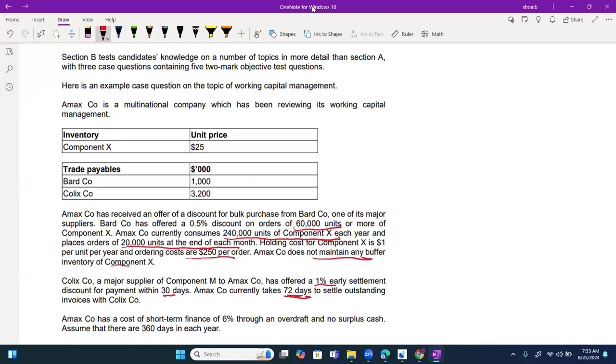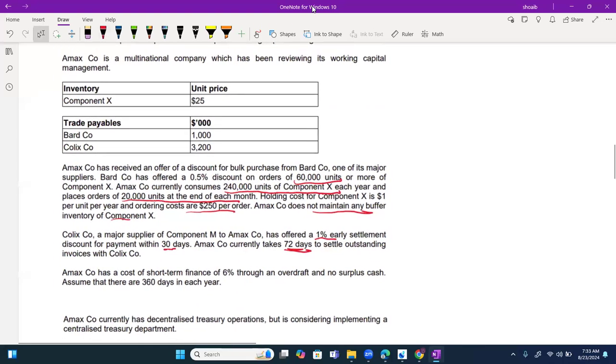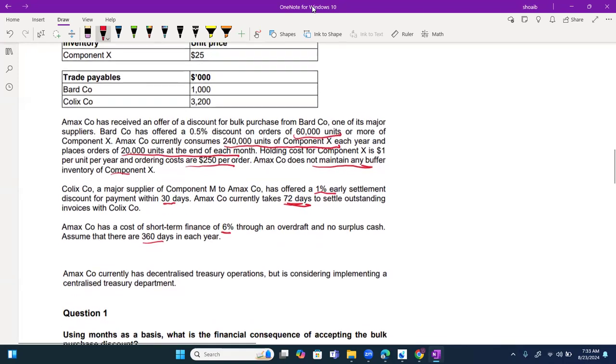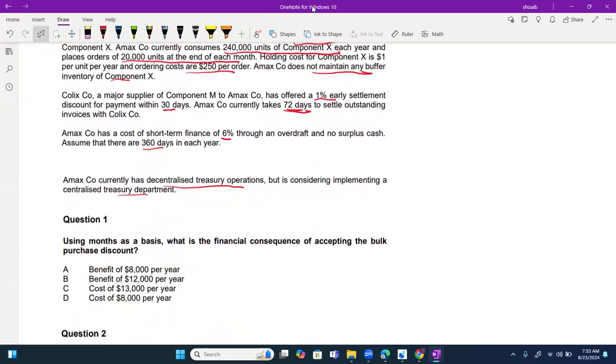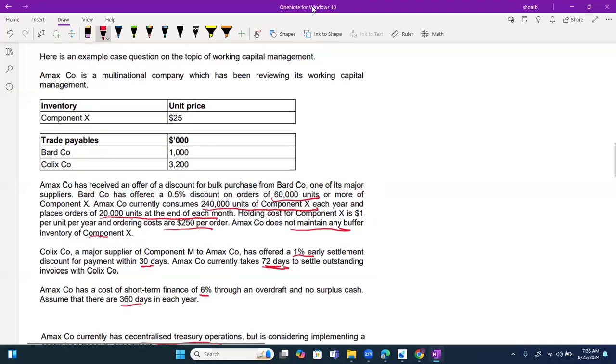This is more similar to the previous question. MS company has a cost of short-term finance. Overdraft cost is 6%. There are 360 days in a year. MS company currently has decentralized treasury operations, but it is considering implementing a centralized treasury department. Okay. Using month as a basis, what is the financial consequence of accepting the bulk purchase discount? Okay, let's go to this. So what is current and what is proposed?